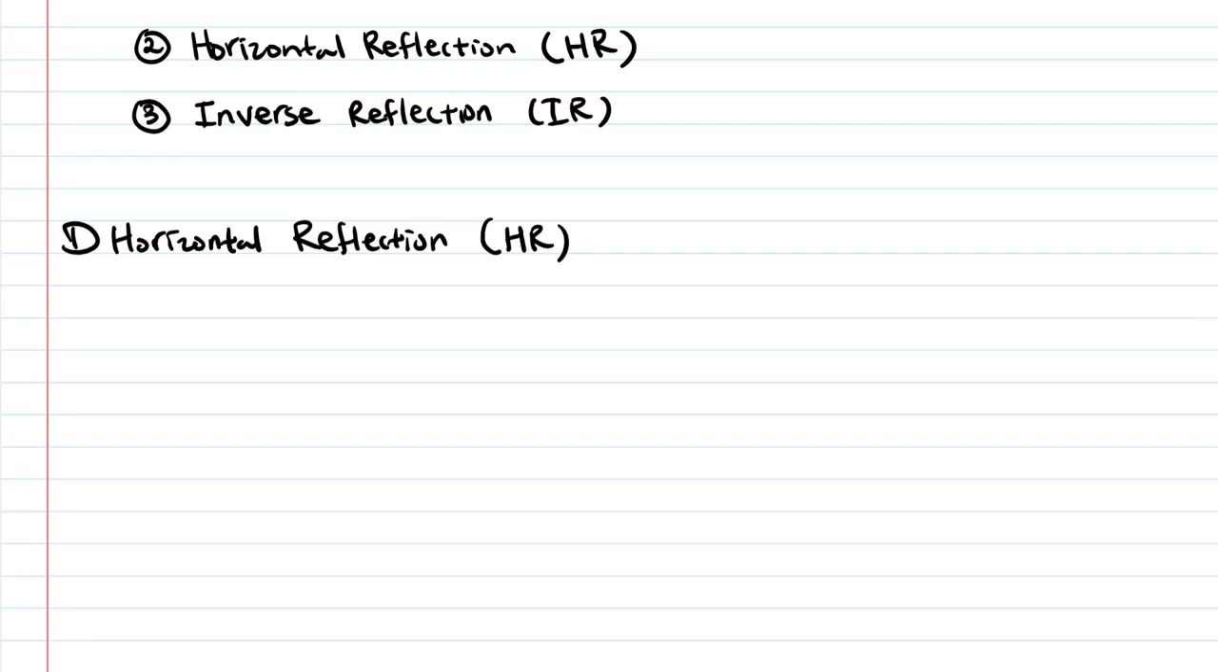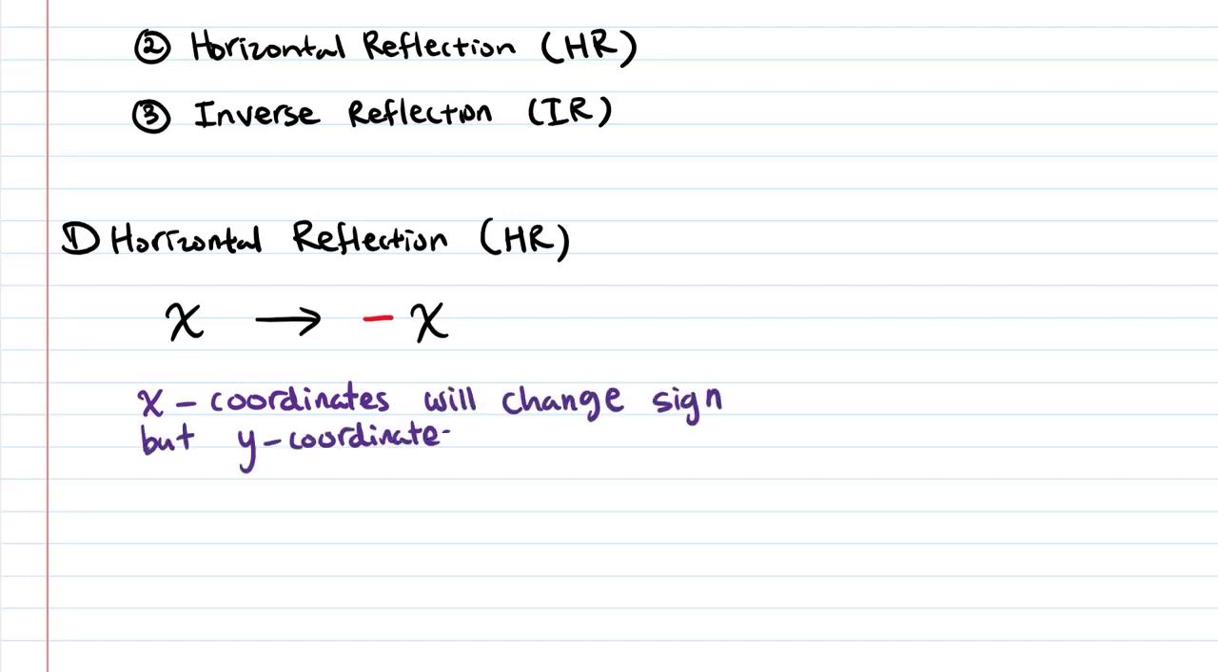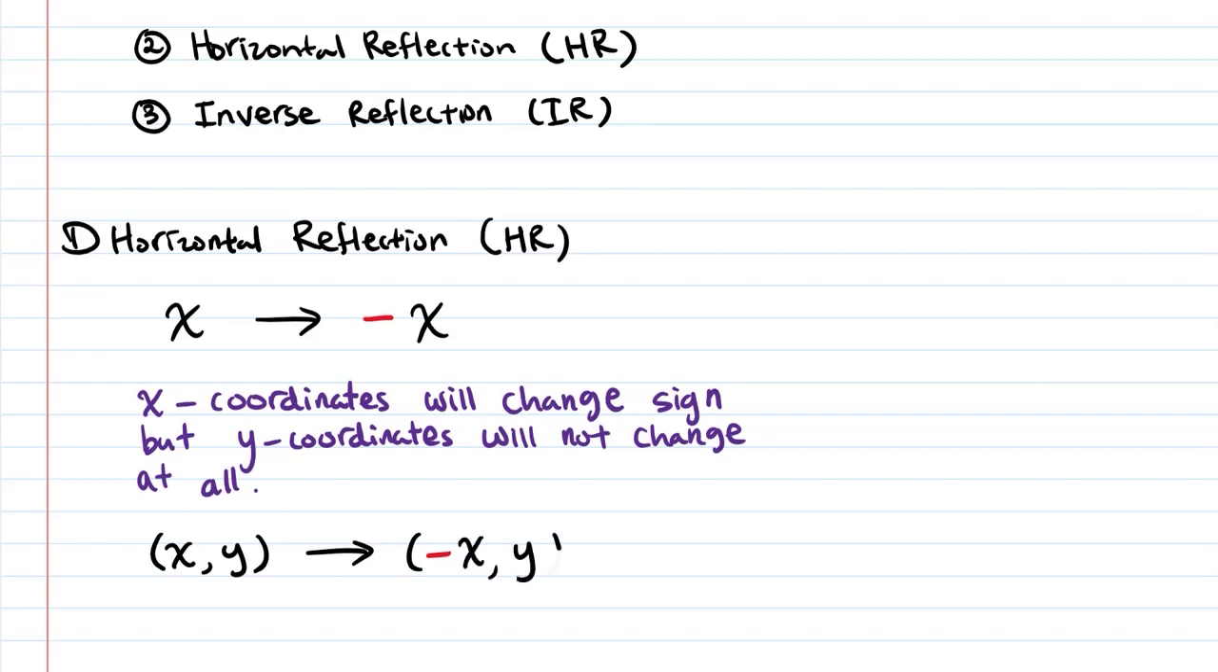Starting with the horizontal reflection. Horizontal reflections occur when the x variable is replaced with a negative sign in front of the variable x. x will be replaced with negative x. In other words, you can think of it as x coordinates will change the sign to the opposite, but y coordinates will not be changed at all. So x and y, for example, will change to negative x and y.